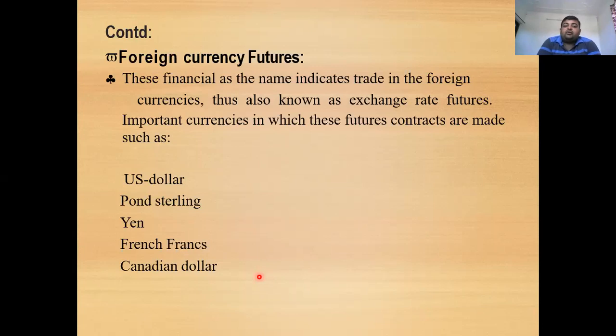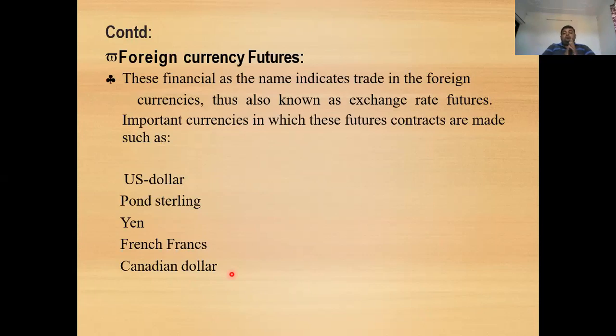So here, the next is the foreign currency future. These financial futures, as the name indicates, trade in foreign currencies. They are also known as exchange rate futures, because they are traded on some of the exchanges, that is, on the commodity exchange. Important currencies in which future contracts are made are US dollars, sterling pounds, yen, French francs, and Canadian dollars. These are the examples. In other currencies also futures exist, but these are the major currencies in which dealing is done. Now let's take an example of the US dollar.